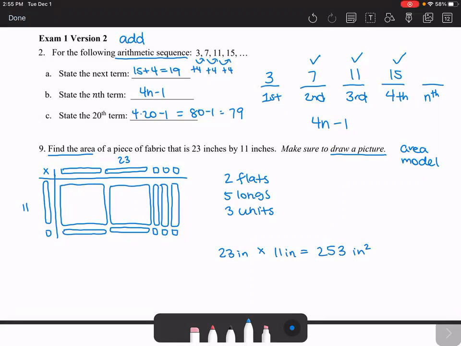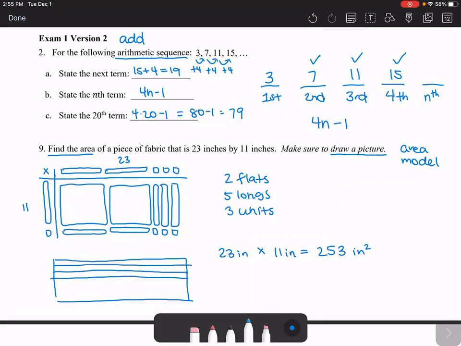Okay, so an area model that a lot of people did, it was kind of hard to draw for me at least. Essentially, they drew 11 rows and 23 columns. But I personally don't think that area model is helpful to actually solve this problem, because if you do an area model like that, you have to count 253 squares to get your answer. Whereas if you see, we have 2 flats, 5 longs, and 3 units, you can easily take the shapes from your model and write down the answer.